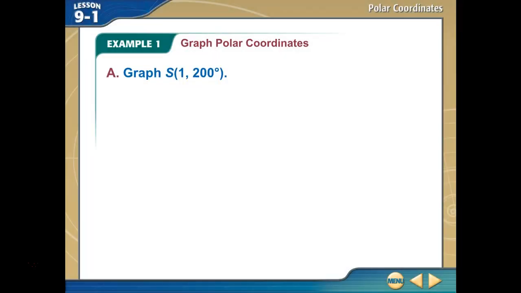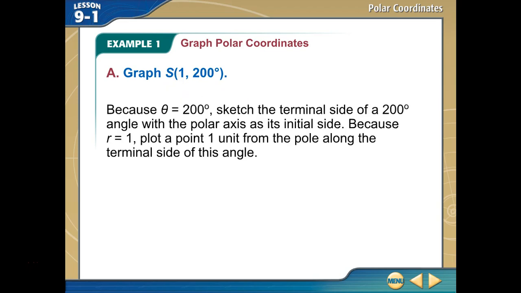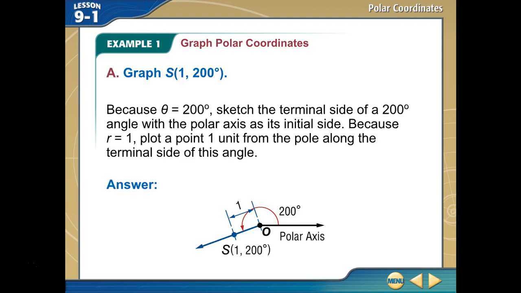All right, so let's look at an example. If I was trying to graph this polar coordinate, again the first value is my distance, and the second one is my angle. All right, so I have my graph. I have a terminal side of 200 degrees. I need to get that point, and then my graph looks like that. Again, that distance of 1 is important.